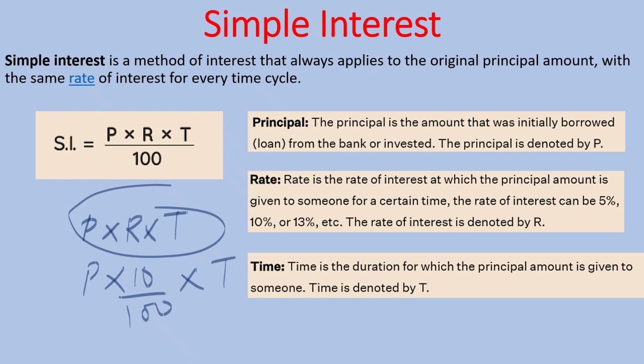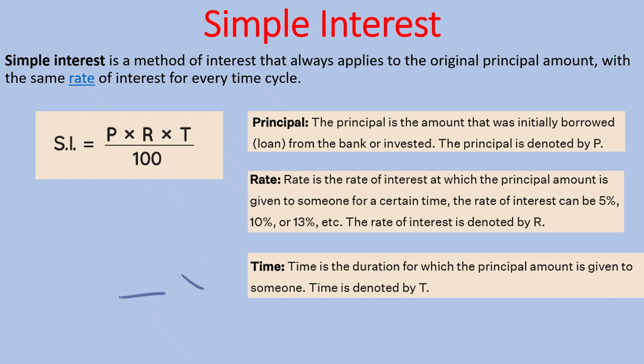But if you are using the 100 in the formula, then when you put in the values, you will not write 100 again, you will just write 10 into T, and this 100 will be the percentage. So you have to be very particular about writing 100 or not writing 100 in the formula. Better to write 100, it's easy. That is how you can find the simple interest.